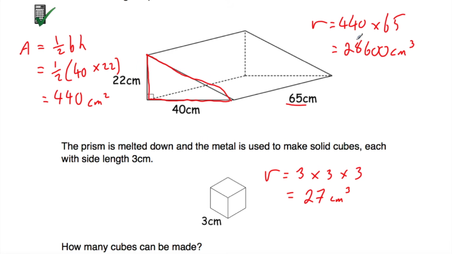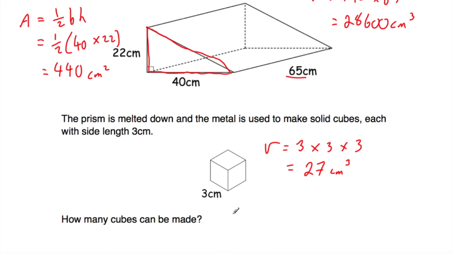So if we divide the total amount of metal, which would be 28,600, by the volume of each cube, which is 27, we can then see how many cubes can be made. So let's take the volume of metal that we've got, 28,600 centimeters cubed, and divide that by 27, how much metal is needed for one cube. That tells us how many cubes we can make.